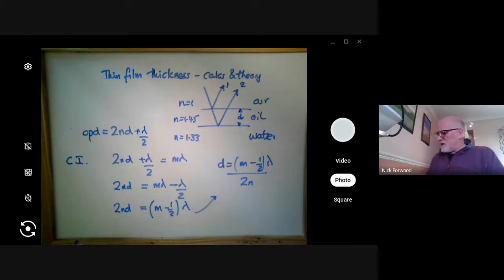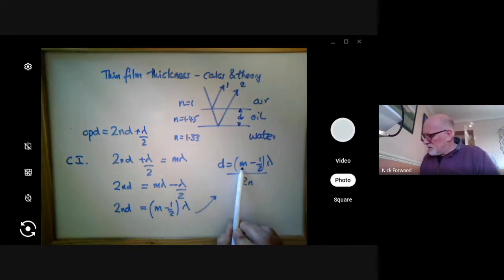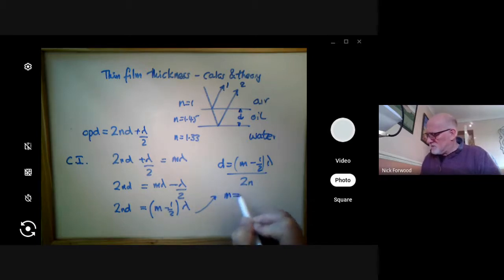Now what we need to do is look at what values of m we can have here. We ought to be able to have m is 0, 1, 2, 3, any integer we like. But if we put m equal to 0 in here, we have 0 take away a half, and we end up with a negative number on the top. That's not a solution, as it would give a negative film thickness. So 0 is not a solution for this particular film. If we then go on to m equals 1, we have 1 minus a half, which gives a half lambda on the top divided by 2n. That's the first solution.